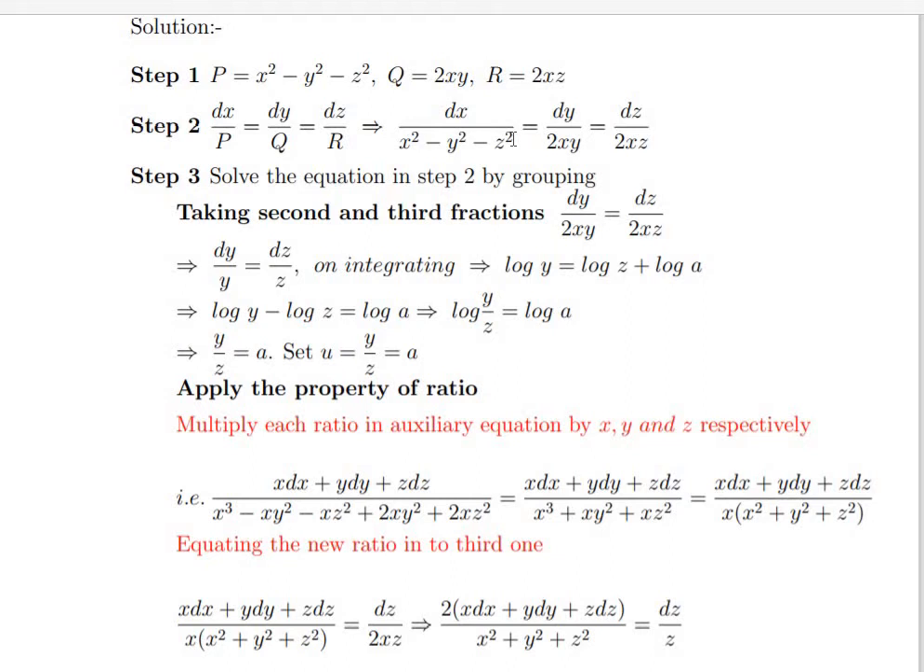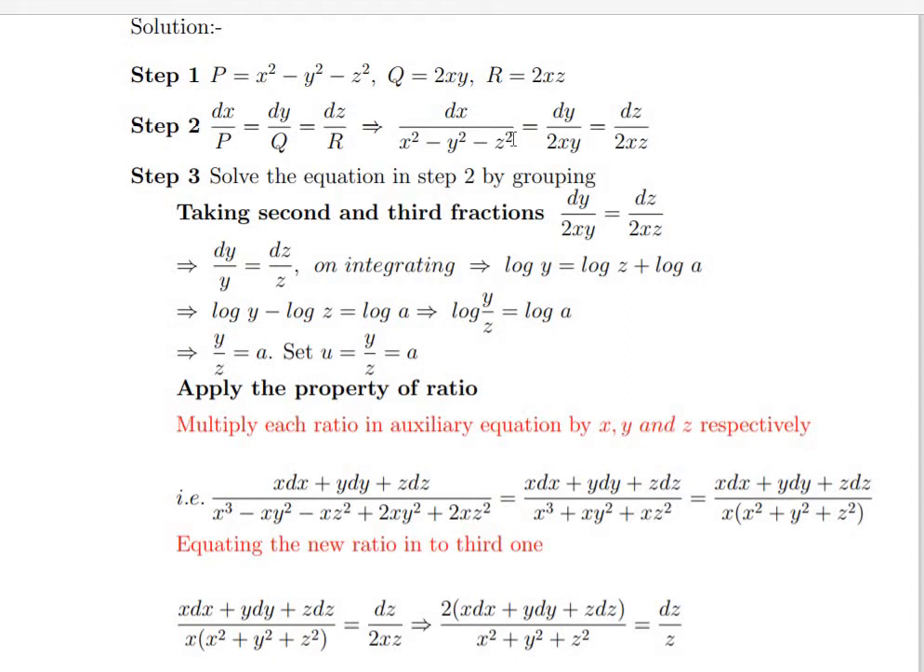So if I am multiplying the denominator of the first fraction with x, and the denominator as well as the numerator of the second fraction with y, and the numerator and denominator of the third fraction with z, and if you are performing some of the property operations as we have discussed in the properties of ratio, I think we will get the next part of the solution. So for that purpose, I have multiplied and divided each of the terms in the auxiliary equation with x, y and z respectively.